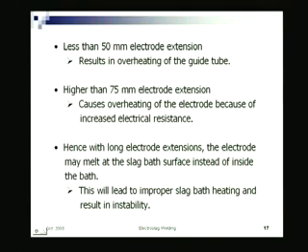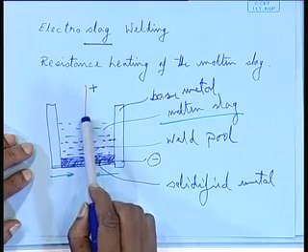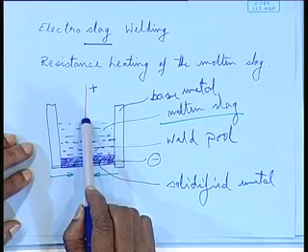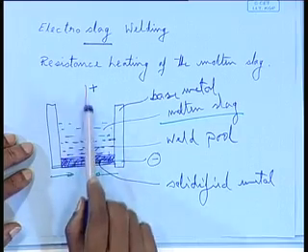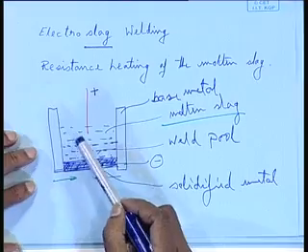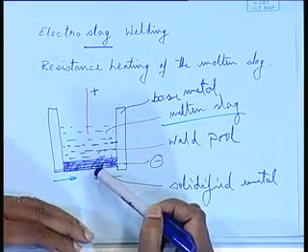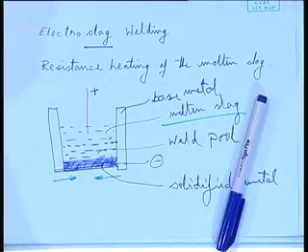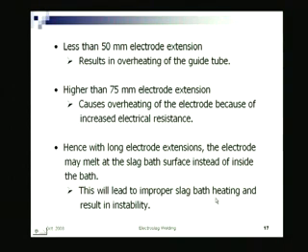The melting should take place inside, not at the top of the surface, because if it melts at the surface, it is exposed to the atmosphere and will get oxidized. It should melt inside such that it is shielded continuously. Otherwise, this will lead to improper slag bath heating and resulting instability.